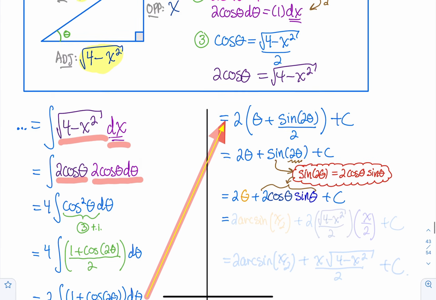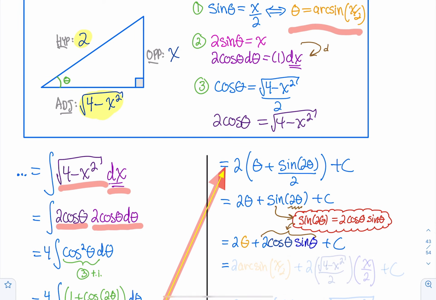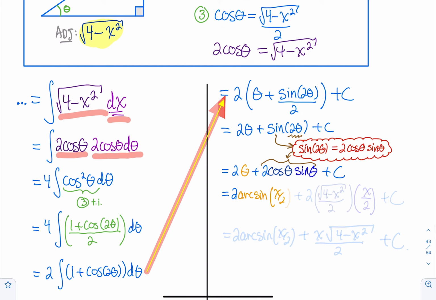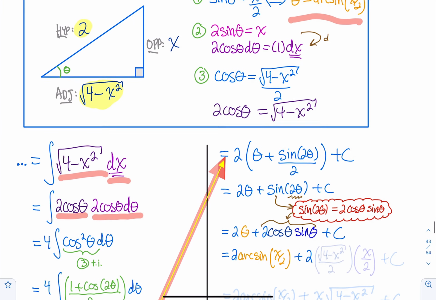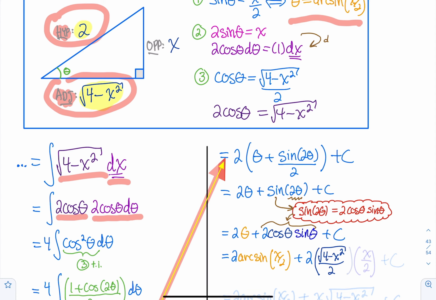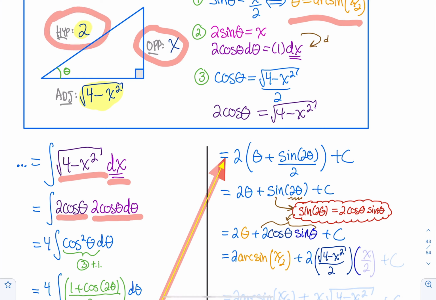Now we know what theta is. Theta is arc sine of x over 2. So you get 2 arc sine of x over 2. Cos theta, so I'm using my right triangle here. If you look at your right triangle, by definition cos is adjacent over hypotenuse. So adjacent is the square root of 4 minus x squared over the hypotenuse, which is 2, times sine. Sine is the opposite side over the hypotenuse, so x over 2, plus c.